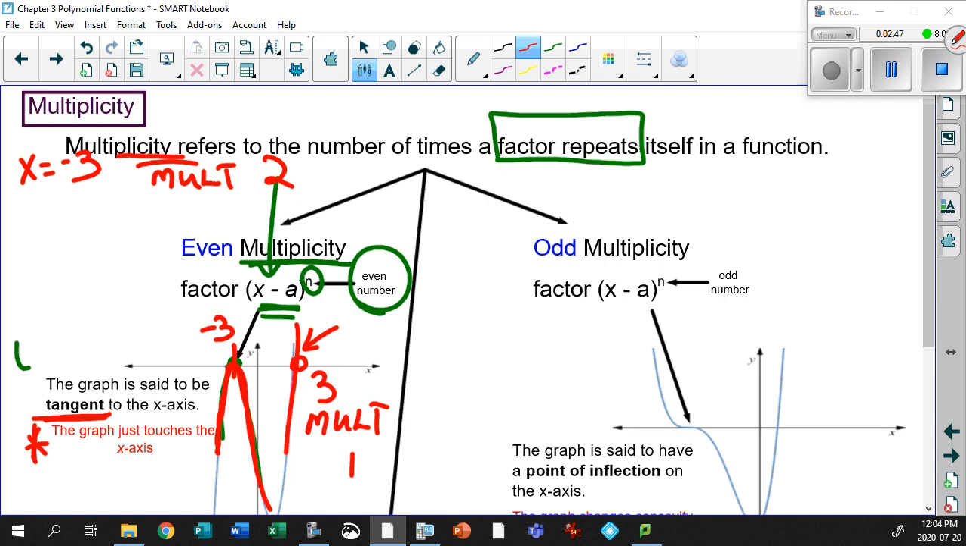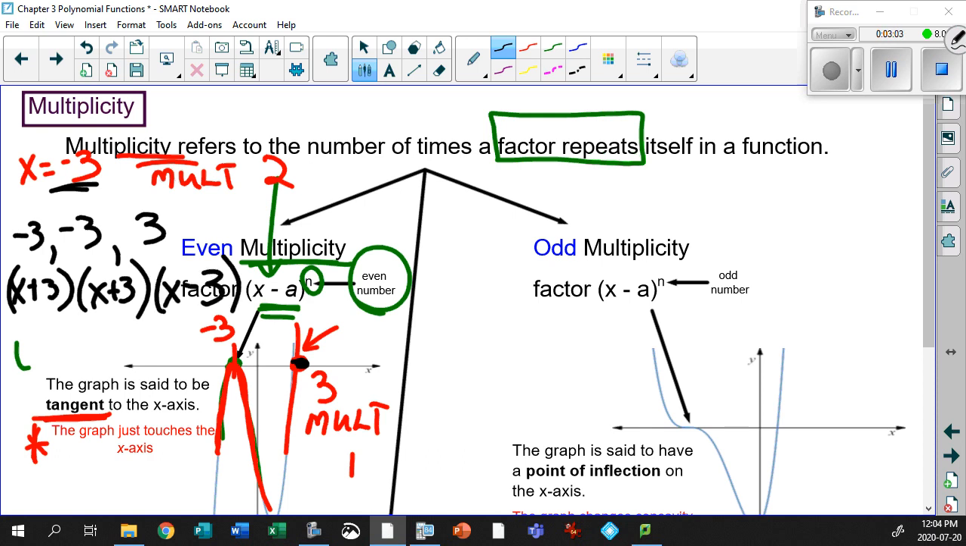Aha. So what does this mean? This basically means that this shows up twice. You've got -3, -3, and this one over here being +3. So you have x plus 3 once, x plus 3 twice, and x minus 3 is your other factor. So guess what? You can write this as x plus 3 squared, and x minus 3 is your other factor. There it is, multiplicity of 2. Oh, that's awesome. That is so cool.